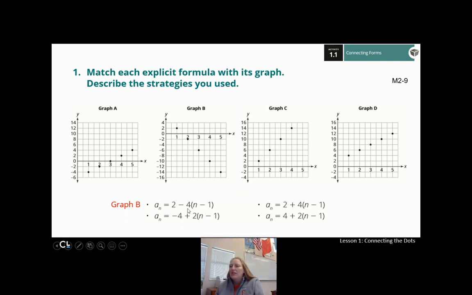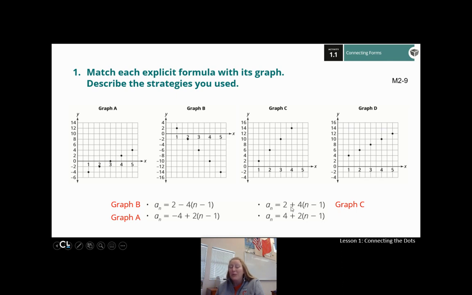Let's see, for this next one, it looks like I start at -4. So my first term is a -4, and then it goes up 2. Graph A starts at a -4. Do any of the others? No, they do not. So I'm going to go with graph A for that one. This formula right here starts at 2 and then it goes up 4. So that starts at 2, but it goes down. That starts at 2 and goes up 4. It does. Up, up, up. So I'm going to pick graph C for that one.